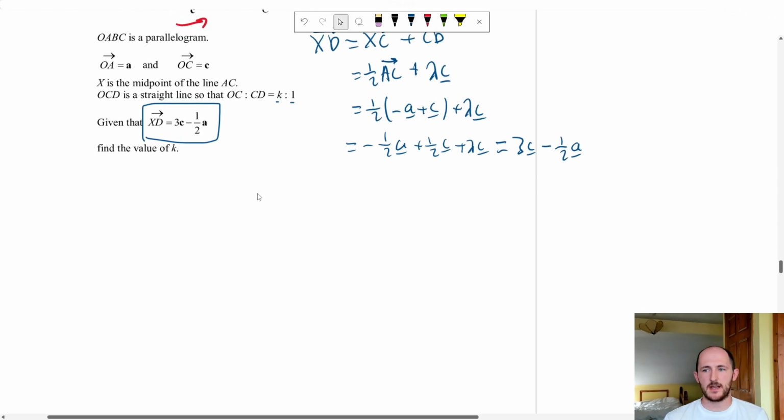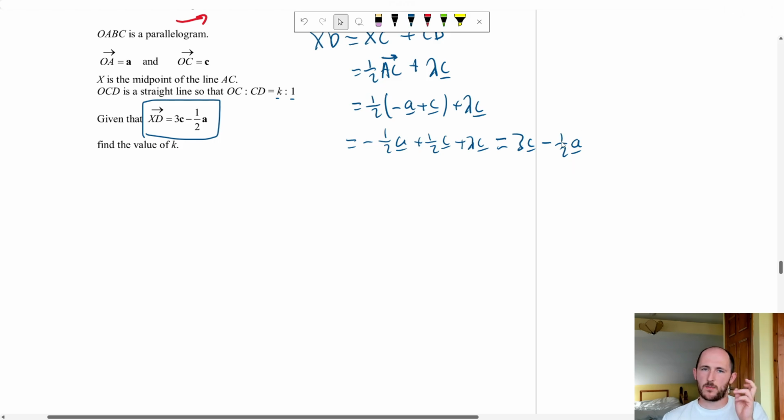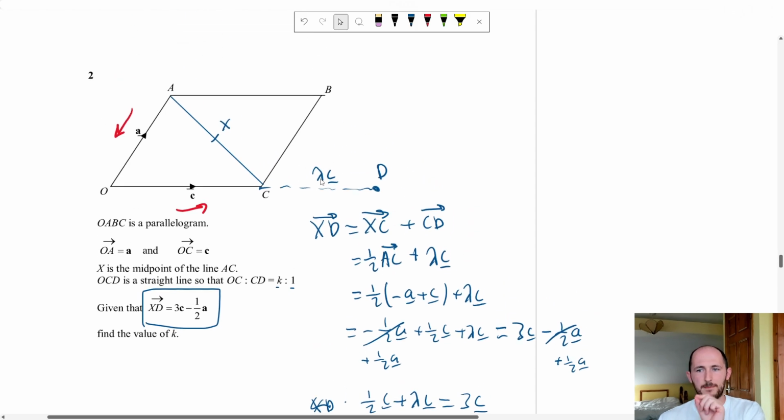Now what do I notice? Well, if I move the a's to one side, so to speak, if I add a half a to both sides, you might notice that the minus a half a goes away. So that leaves me with a half c plus lambda c equals 3c. So I'm going to work out what lambda is. Now this is useful because that's going to tell me what fraction of c to d is. In other words, it'll tell me the ratio.